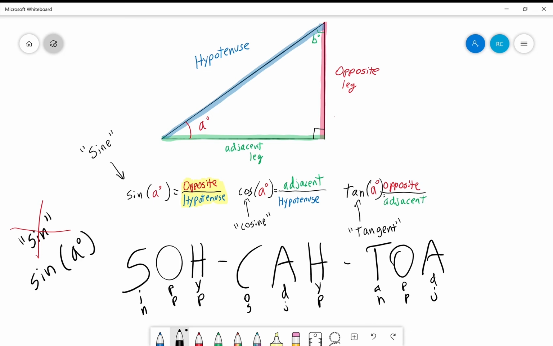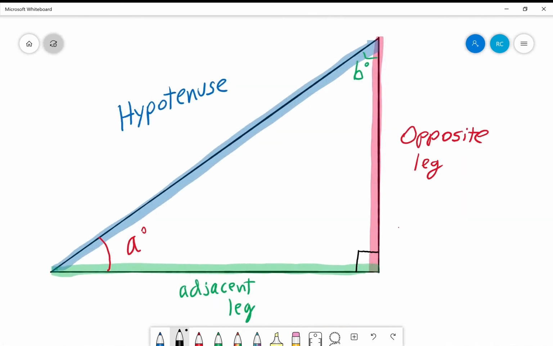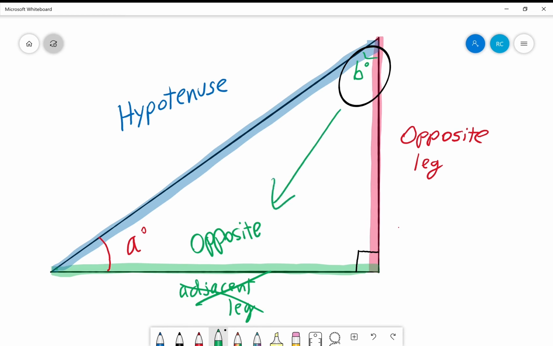And that's super important because, again, if we look at this triangle again, but we look at it from the perspective of angle B, well, now this is the opposite leg, right? Because it's opposite the angle we're talking about. And this becomes the adjacent leg.